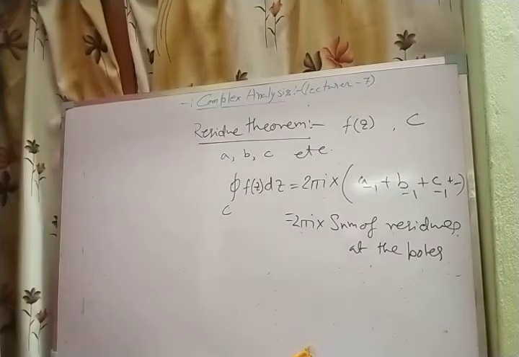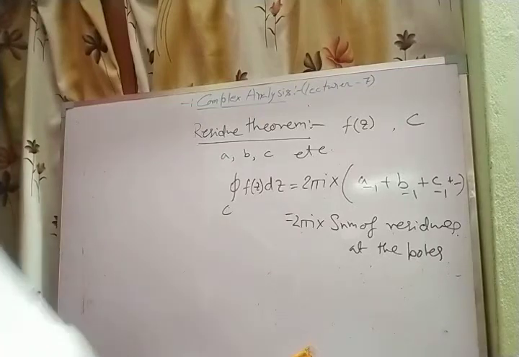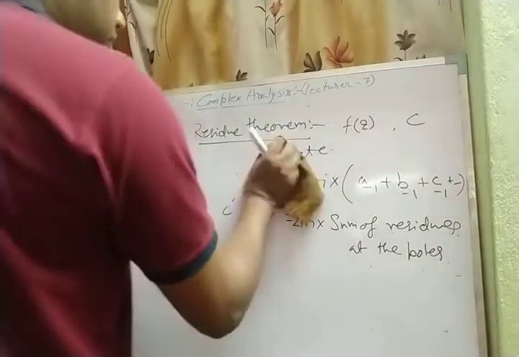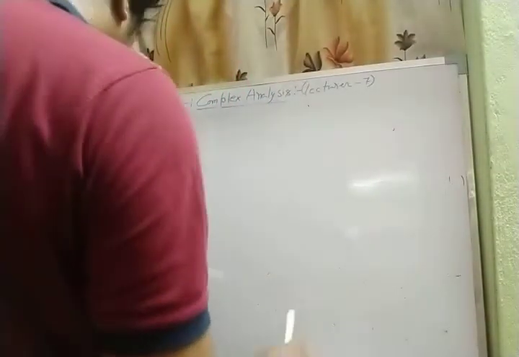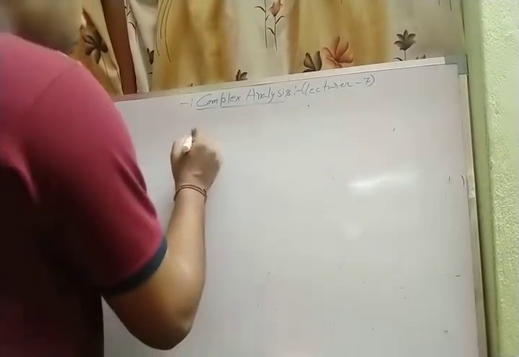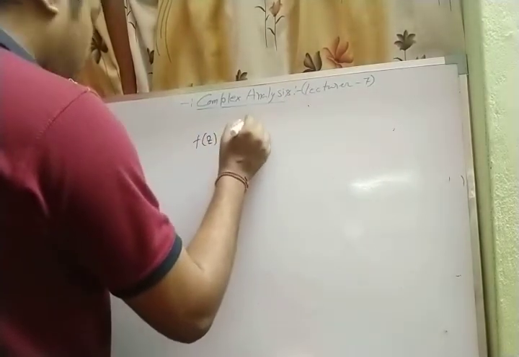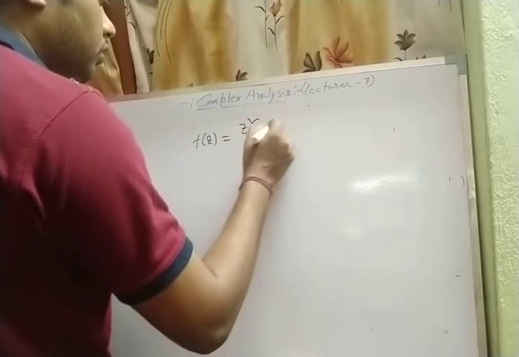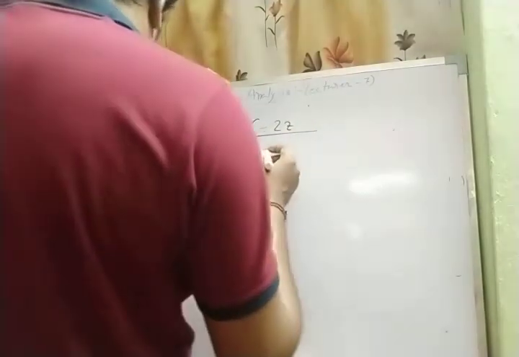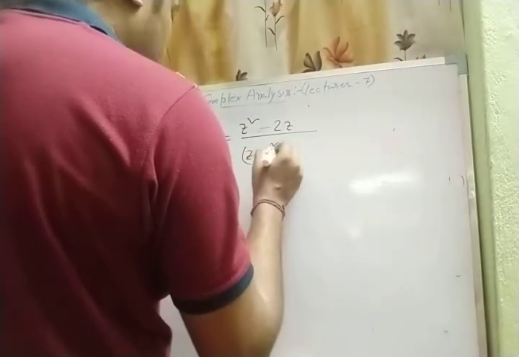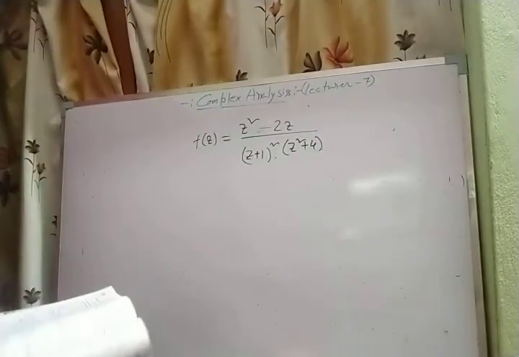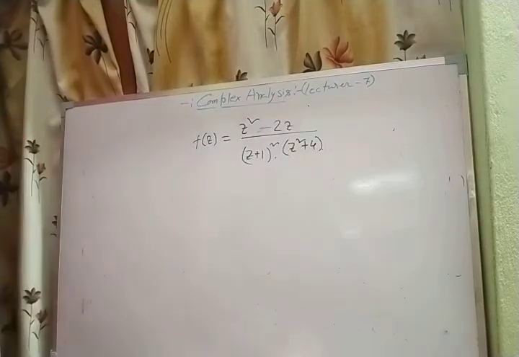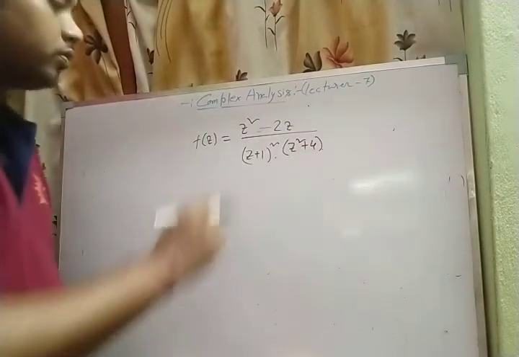Now considering an example, a function f(z) = (z² − 2z) / ((z + 1)²(z² + 4)) is given. We have to find the residue. So the first thing you need to do is find the poles.